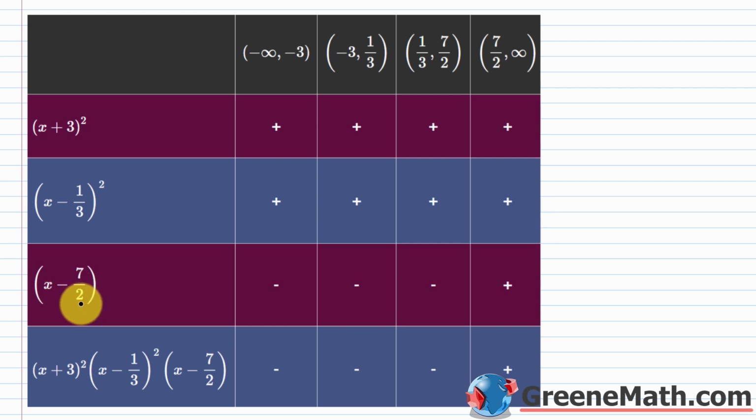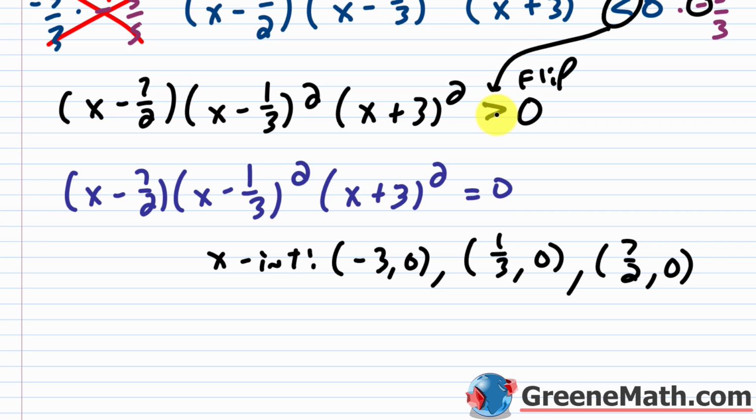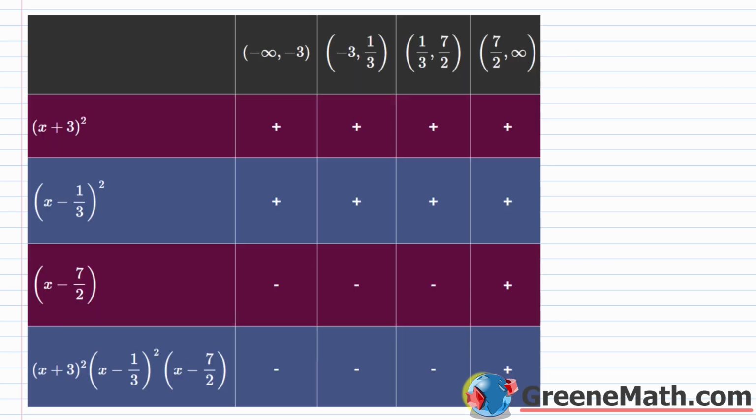And then this x minus 7 halves here, that's going to be positive when x is greater than 7 halves. So in this interval right here, it would be negative everywhere else. So because in this one, and this one, you have a positive times a negative, in each case, you're going to end up with a negative. So this is negative, negative, negative, and then it's only going to be positive right here. So if we look at our inequality, again, it's a greater than that we're looking for. So where's this guy greater than 0?